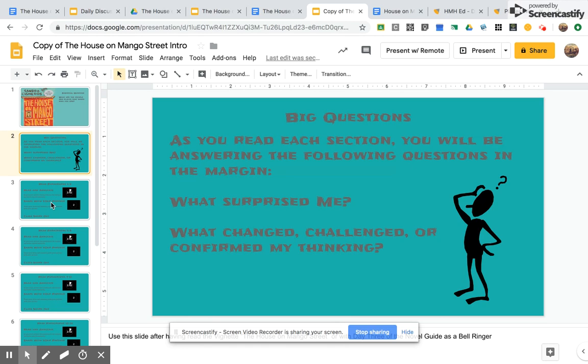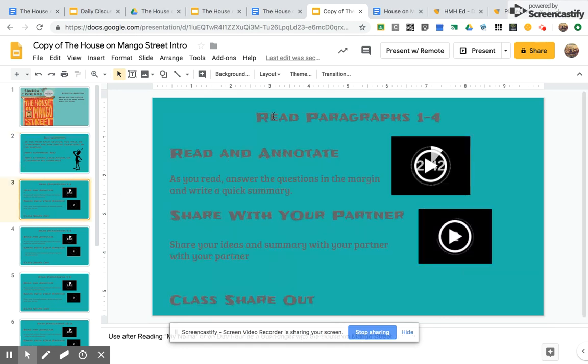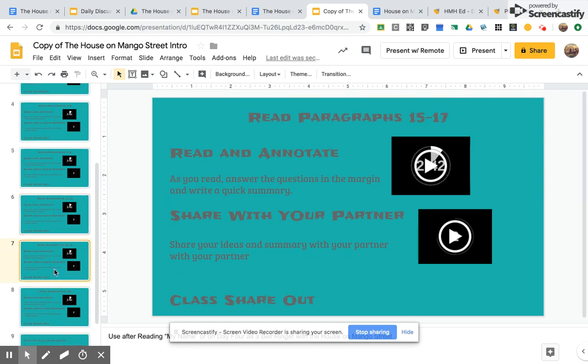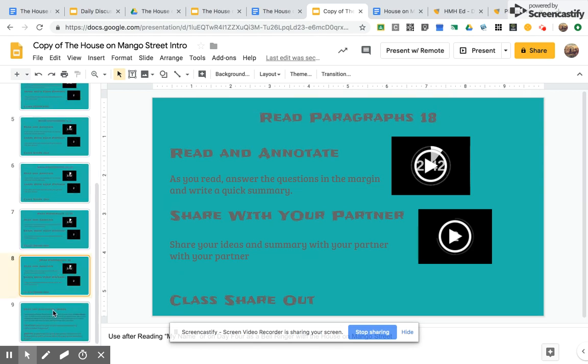Now, as you go through, the passage is broken down into paragraphs. So this first one is for reading paragraphs 1 through 4. What you want to do is have the students read and annotate on their own, and then they're going to share with their partner, and then you're going to have a class share out. We're just chunking the text here so that they can get the main points that she's saying in this introduction, okay?